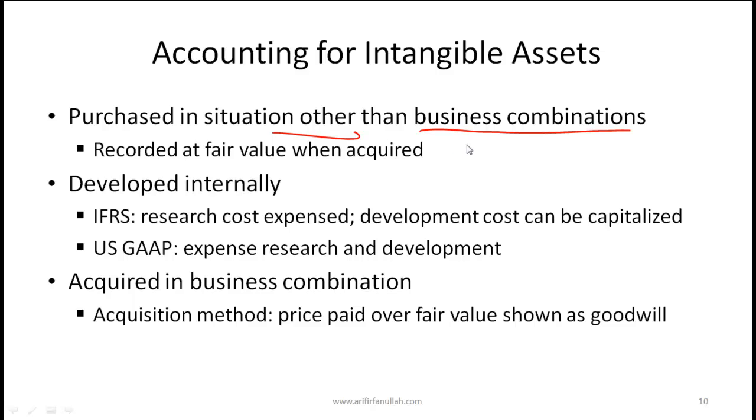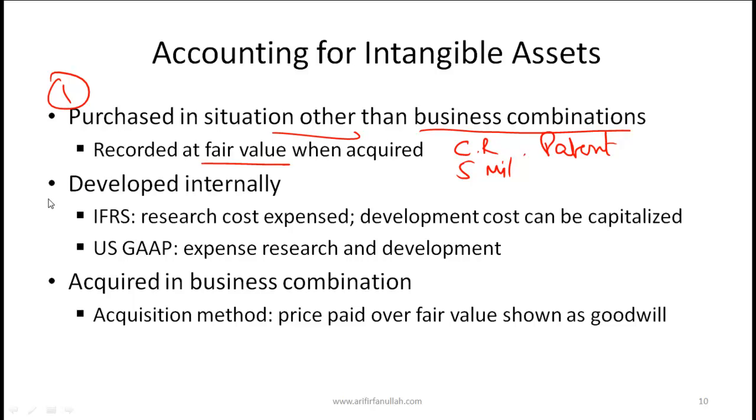If you buy a copyright or a patent, then you simply record the value of that copyright or patent at the value that you paid. Assuming you paid fair value, say you paid 5 million for a copyright, you then simply record this as an intangible asset worth 5 million. So you create an asset worth 5 million on your balance sheet. So this is one way.